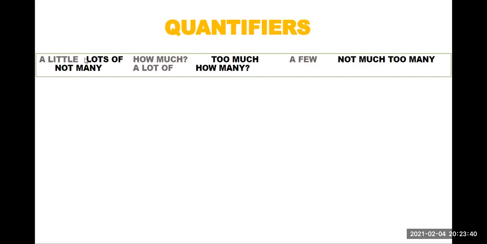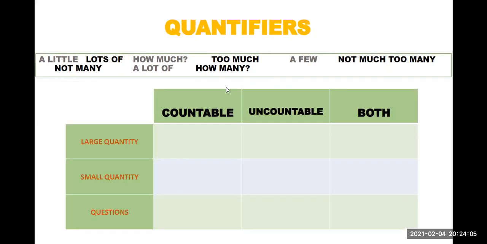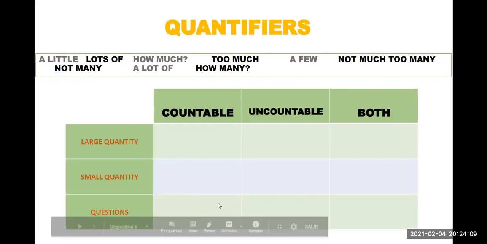So, here I have some quantifiers. For example, I have a little, lots of, how much, too much, a few, not much, too many, not many, a lot of, and how many. Por si acaso estos dos son separados, no sé por qué se juntaron acá. Okay? So you are going to help me to place all these quantifiers in the correct place.